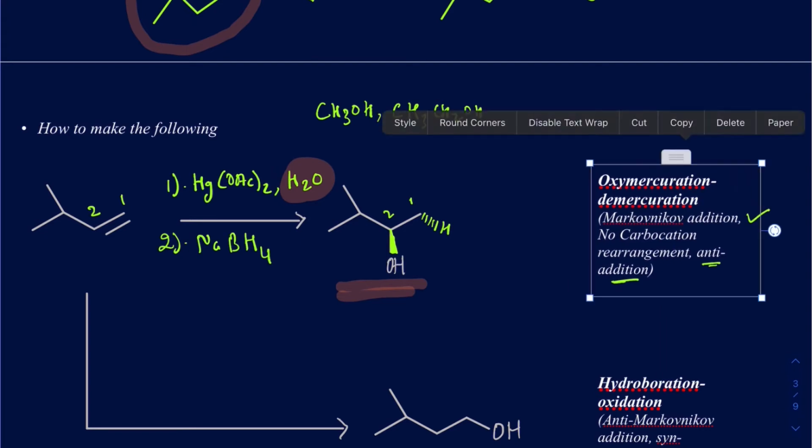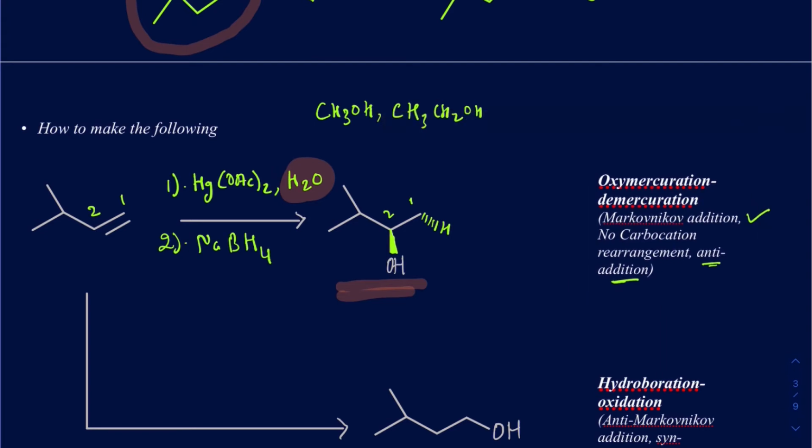In addition to that, you could also have this OH going back into the page. So you could very well have a second product. In the second product, so I'm going to write down plus there, I would have this OH going back into the page. And in that scenario, this H would be coming out of the page because they need to be anti to one another. Now, they make a set of enantiomers, obviously, in this particular case.